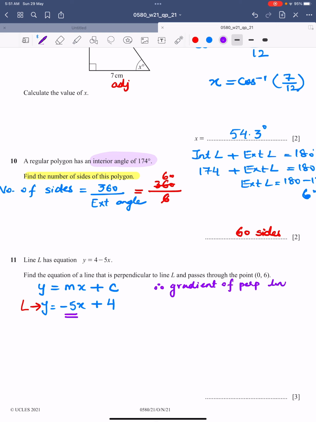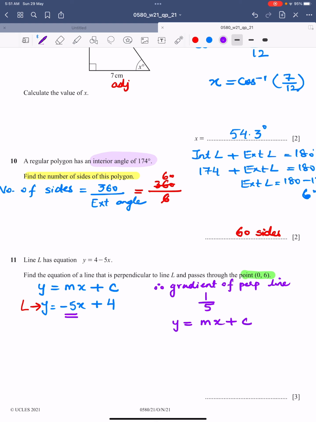is going to be the negative reciprocal of -5. Negative of -5 is 5 and reciprocal is 1 upon 5. So negative reciprocal is 1 upon 5. Therefore, the gradient of the new line will be 1 upon 5. Also, it is given that the line that we are looking for passes through the point (0, 6). So if we write the equation of the line, the general form is y is equal to mx plus c.